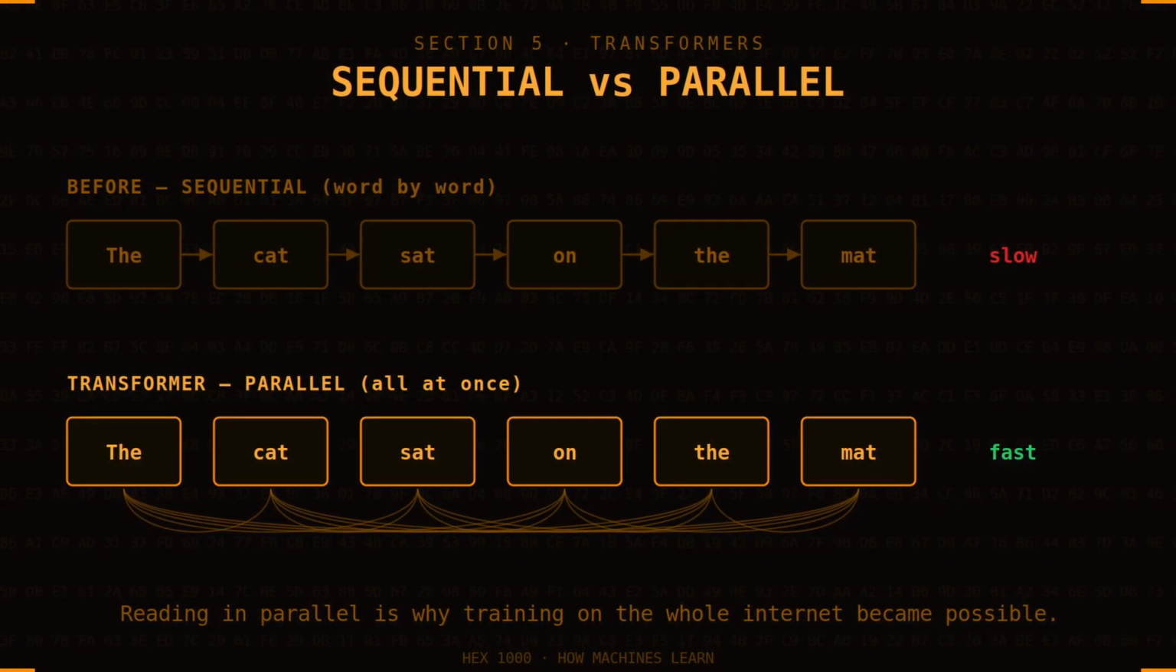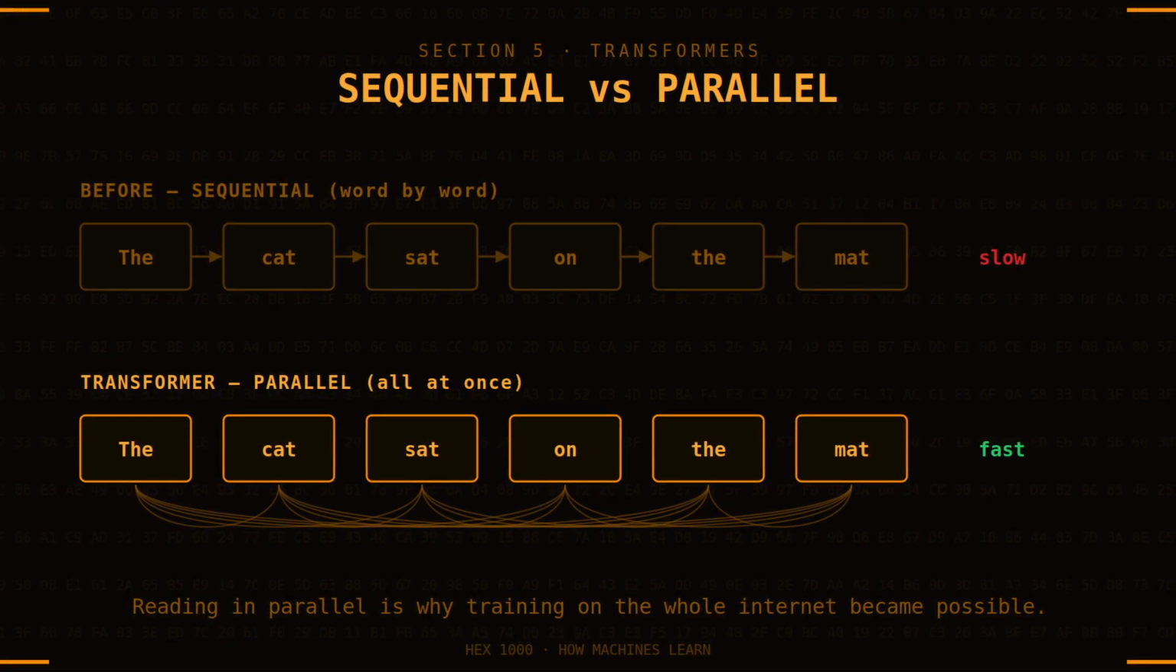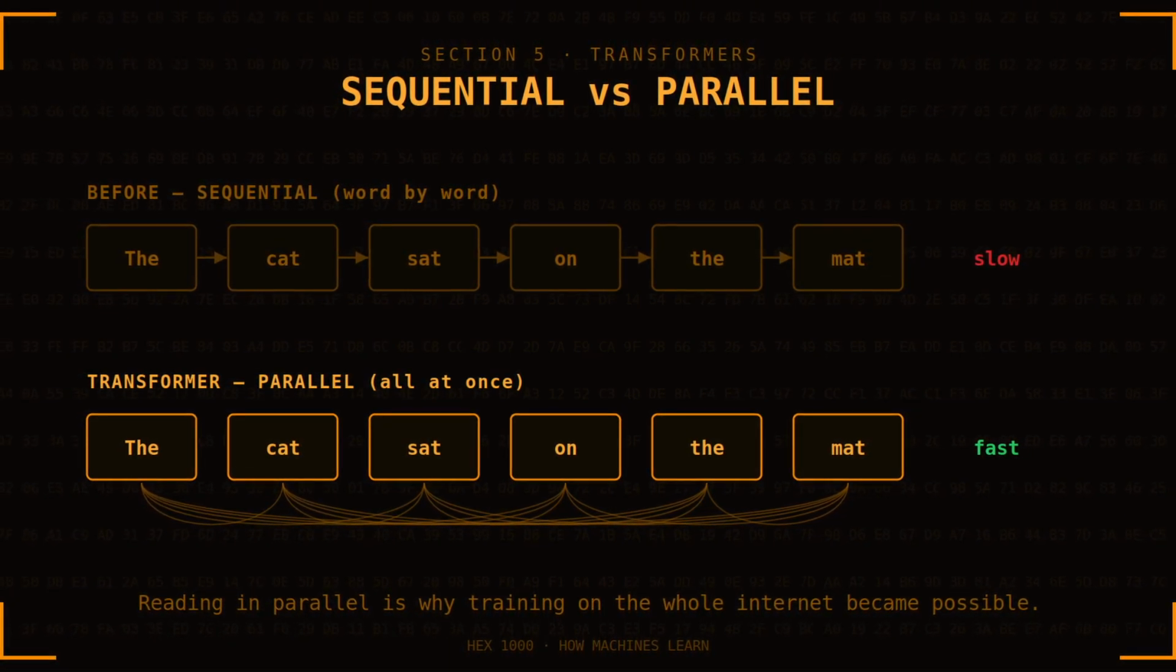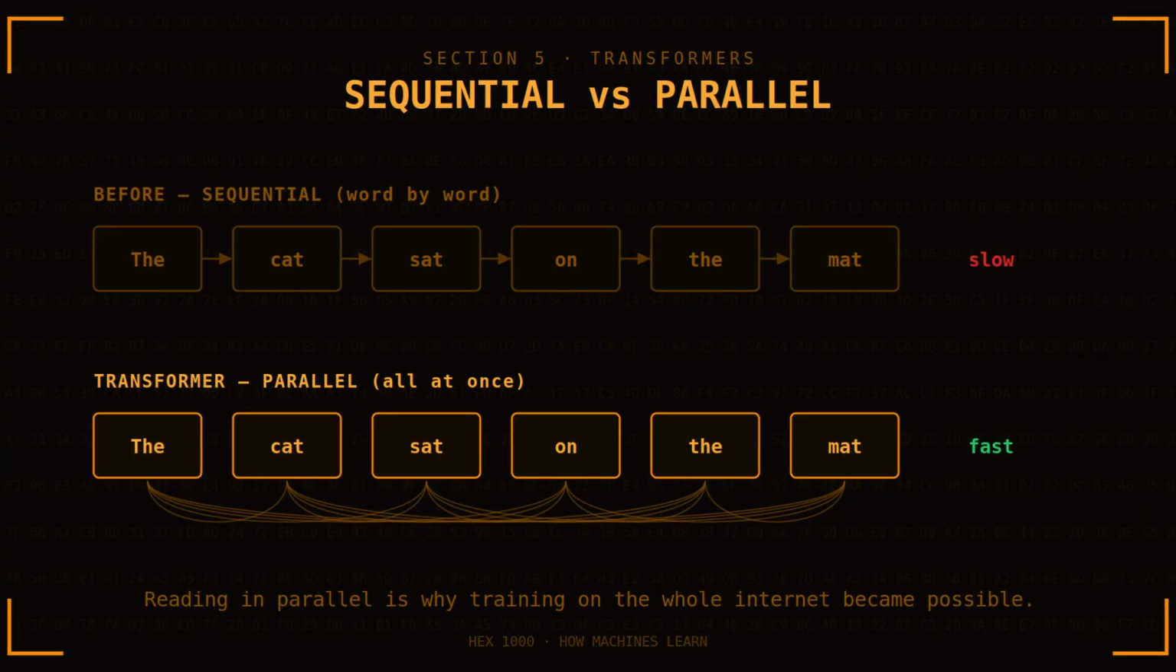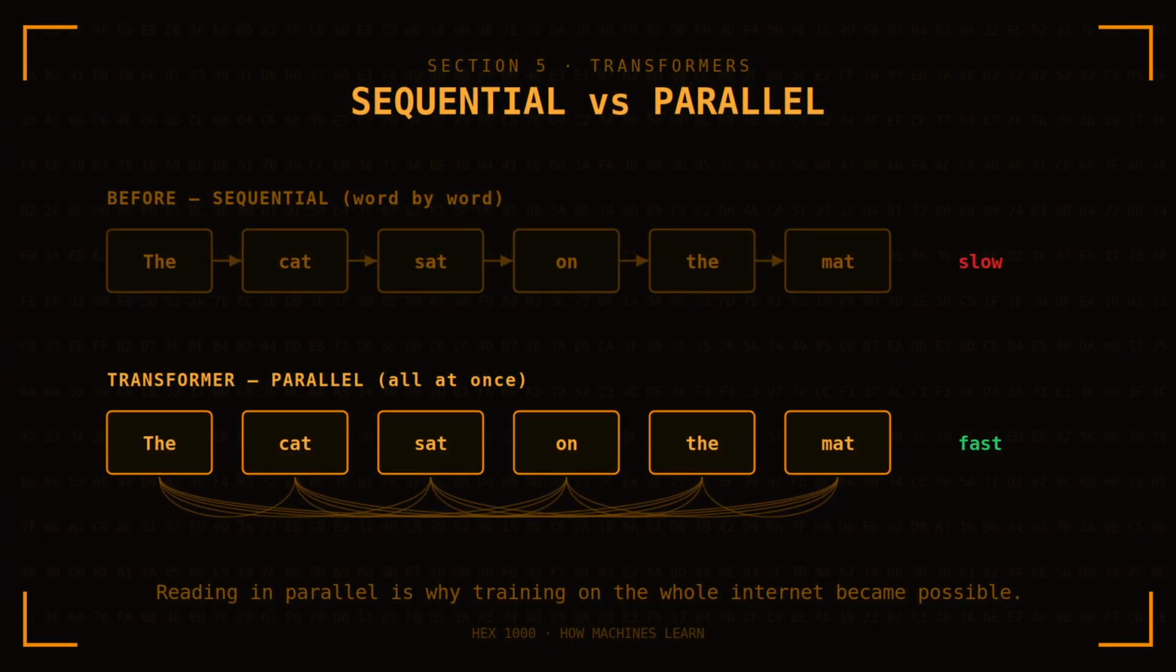This did two things. It made the training massively faster because you can process everything in parallel across thousands of chips, and it let models handle long-range context, connecting a word to something said paragraphs earlier. Faster training plus longer memory is exactly what unlocked models at the scale we have today.